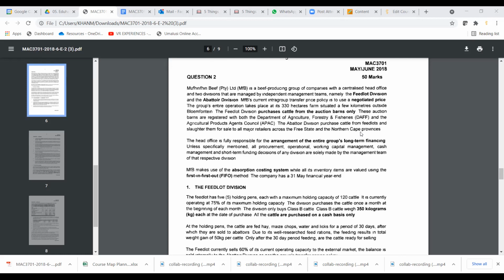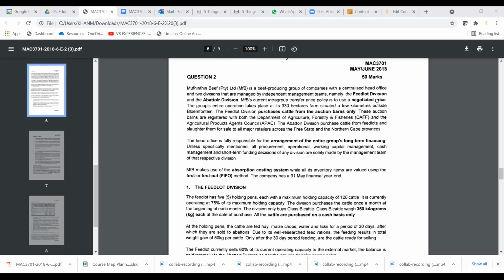Okay, so now you can see feedlot supplies abattoir with cattle, and then the cattle is slaughtered by the abattoir division and then sold to retailers. Because abattoir buys from feedlot, or put another way, feedlot sells to abattoir, there is obviously a transfer pricing happening. So we're probably going to have to deal with a transfer pricing issue. And the fact that they use a negotiated price is probably going to be a problem between the two divisions.